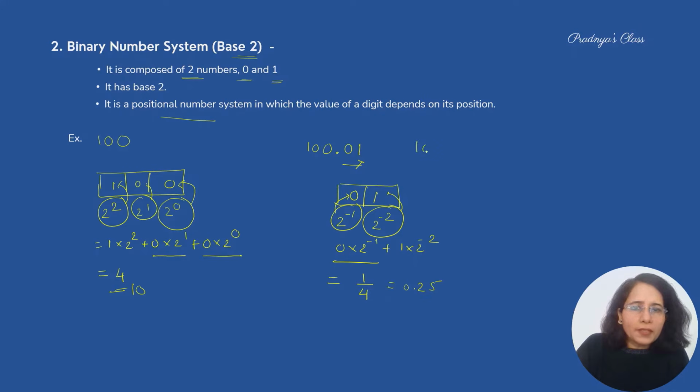We took one binary number, 100.01, which was in the binary number system and converted it to a number in the decimal number system. We have to specify the base like this, so that we will not get confused when we are dealing with more than one number system.